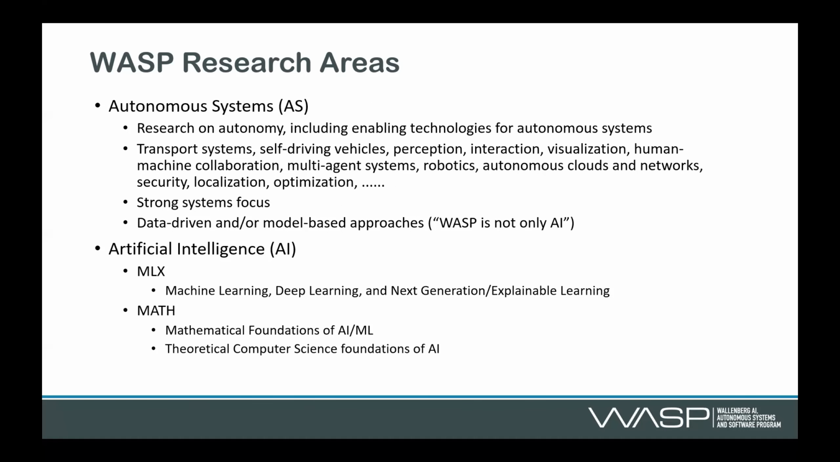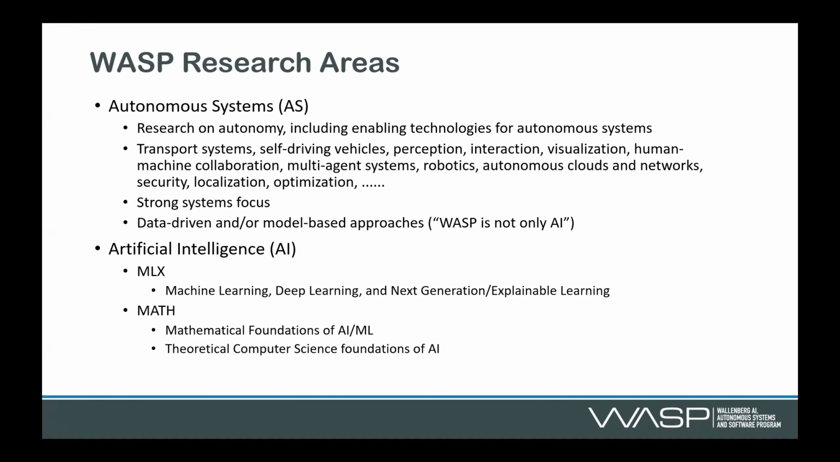Okay, then WASP. What is WASP? Well, as you know, WASP is split up in different parts. We have autonomous systems, AS, we call it. And in autonomous systems, there is research on autonomy as such. But for most, I would say it is research on enabling technologies for autonomous systems. So perception, interaction, visualization, human-machine collaboration, multi-agent systems, robotics, autonomous clouds and networks, cybersecurity, localization, large-scale optimization, and so on.